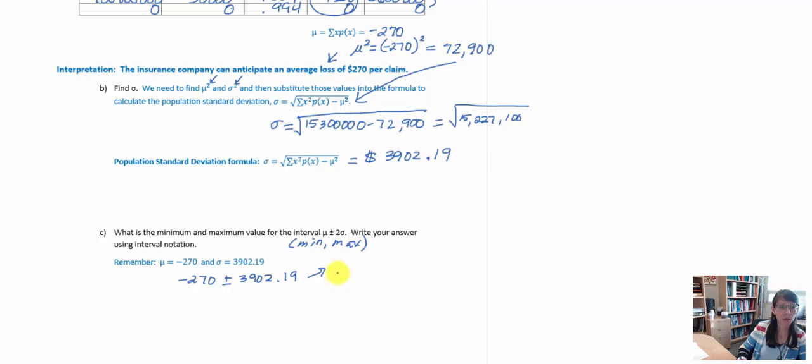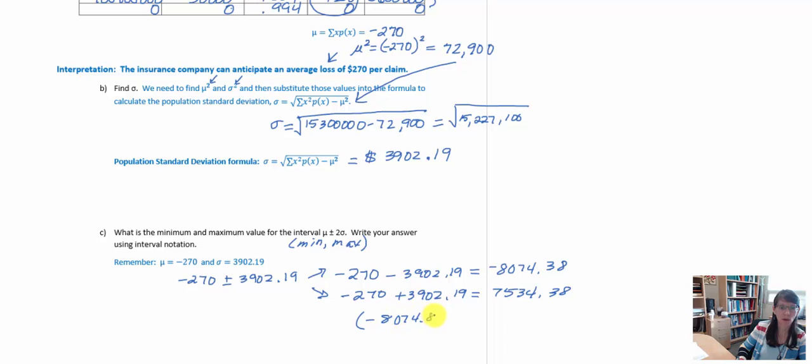So we'll start with the lower end, or the minimum value, negative 270, and subtract the standard deviation. And we'll get negative 8,074.38. And then we'll add the standard deviation. That total is 7534.38. So to write that in interval notation, we've got negative 8,074.38, comma, 7534.38. Now that we found the interval that falls within the 2 standard deviations, these are the x values.